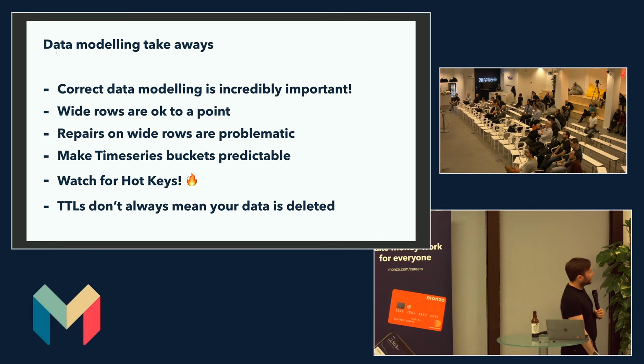So yeah, a few takeaways. I think one of the things that is generally talked about with Cassandra is that data modeling is incredibly important. But in practical terms, it really is quite important, and there are so many things that can go wrong, and so many things you might not predict. And maybe that's okay to a point.